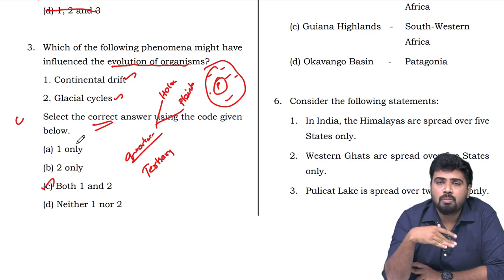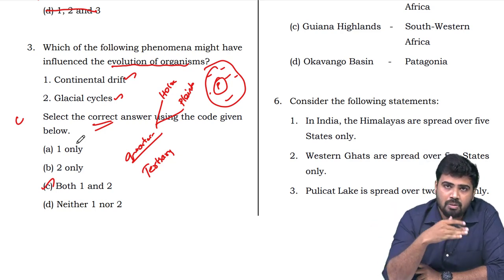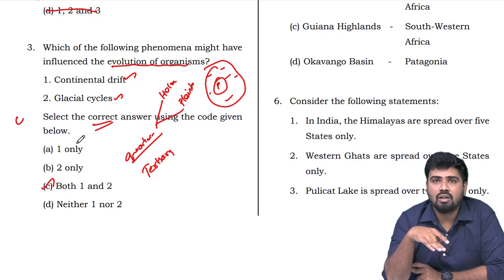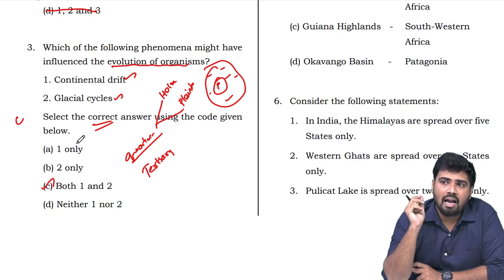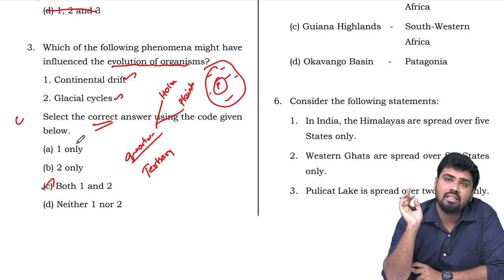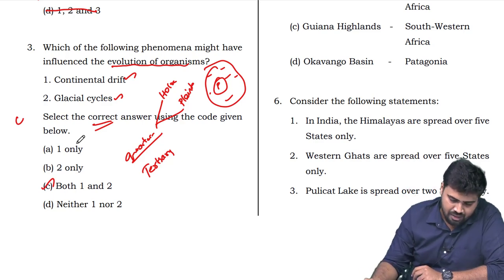When the Earth moved from the Pleistocene to the Holocene epoch, from ice age to warm age, there was evolution of many organisms. At the same time, there was extinction of organisms also. The Earth has experienced five major mass extinctions before. So the glacial cycle definitely has a role, and the second option is also correct. So third, option C. Okay, four.